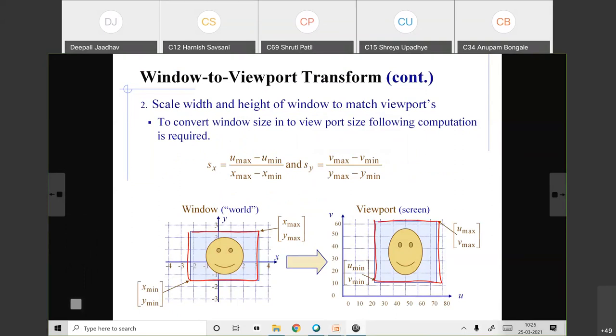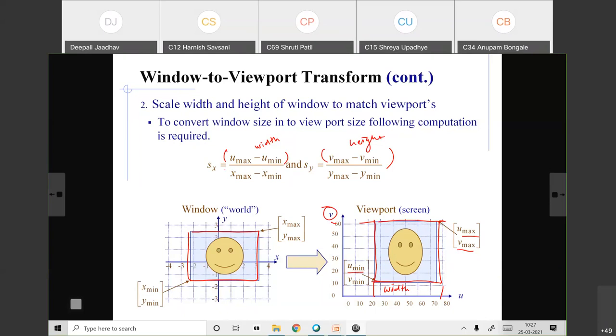So viewport width and height we can define by using u max minus u min. This is u max and this is u min. So u max minus u min, that is our width. And what is our height? V max is the maximum of this V and V min is the minimum of this V. So v max minus v min is our height of the viewport.